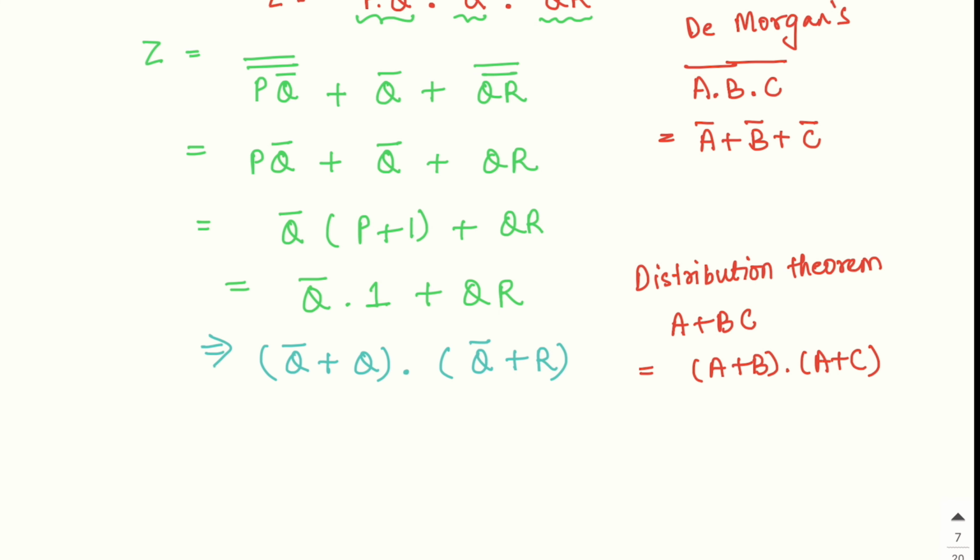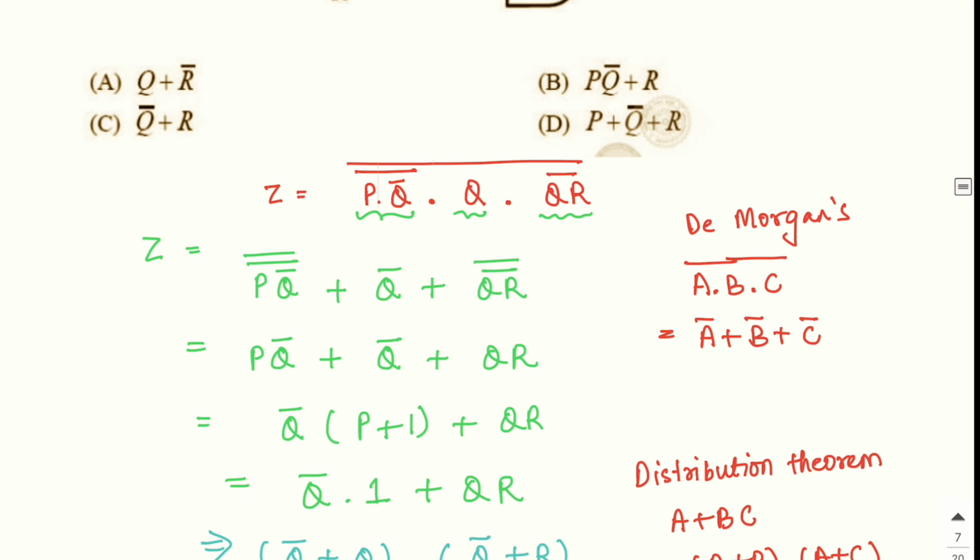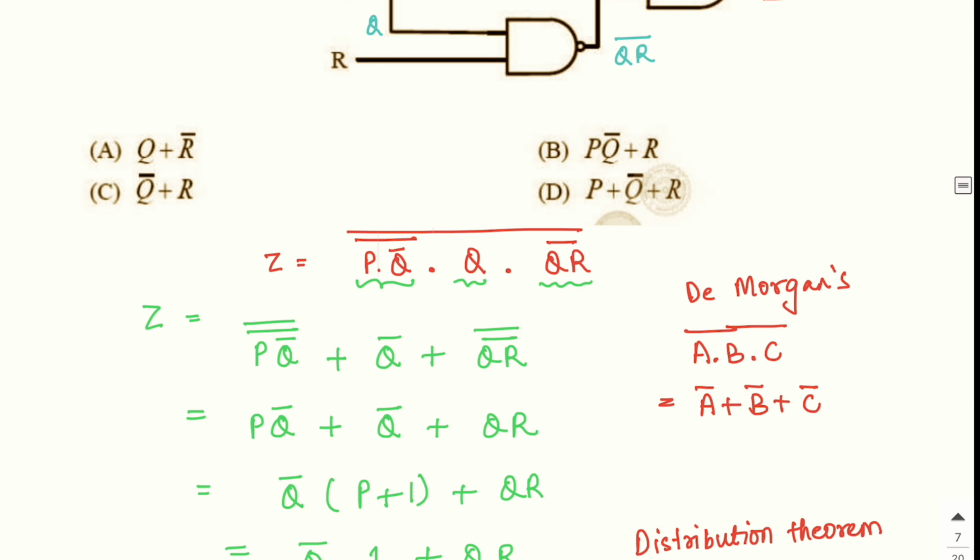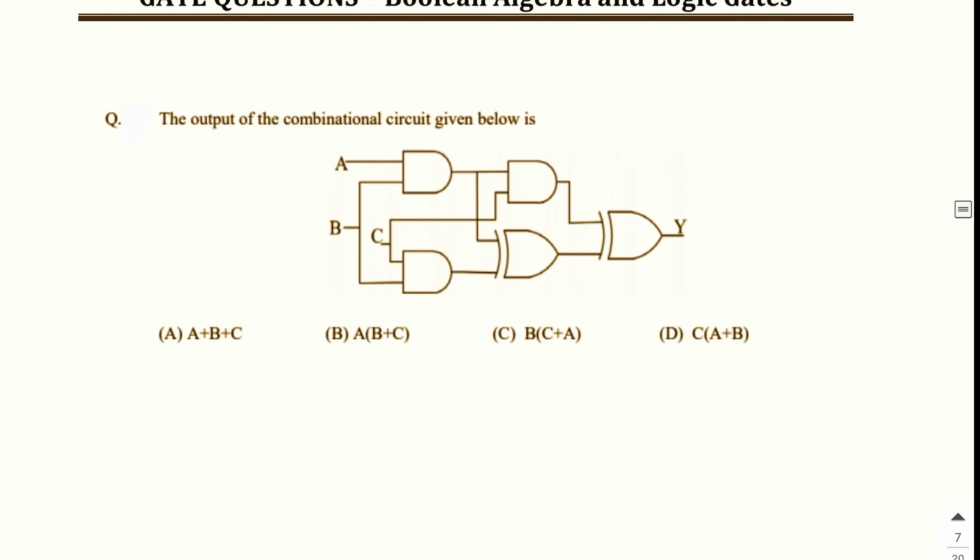Now this thing reduces to 1 because this is q plus q bar. This is 1 as per the OR gate laws. So you are left with the answer as q bar plus r. So we have to search for this q bar plus r in the options, and this is the C option, that is q bar plus r is your answer. Let's come to the next question now.